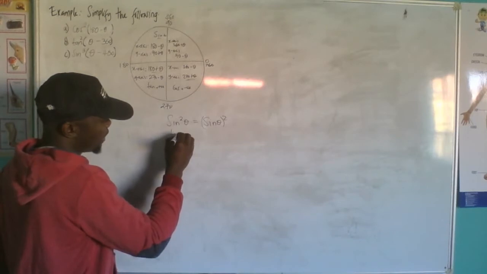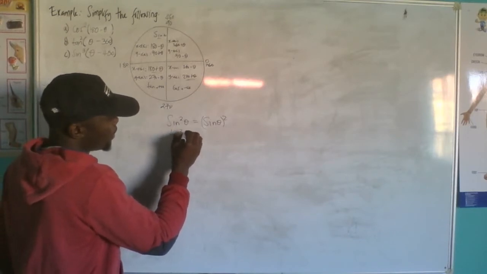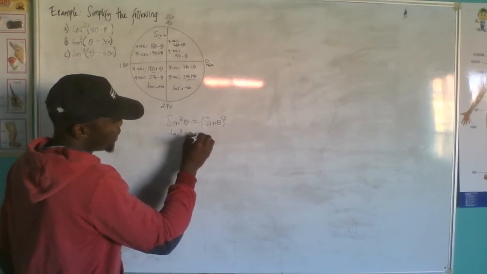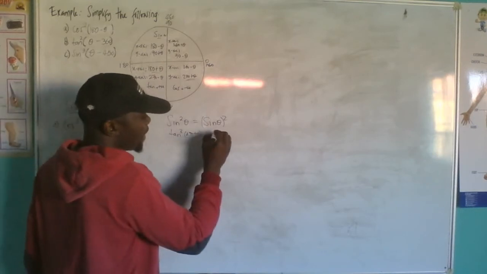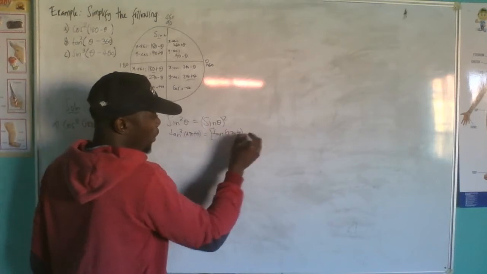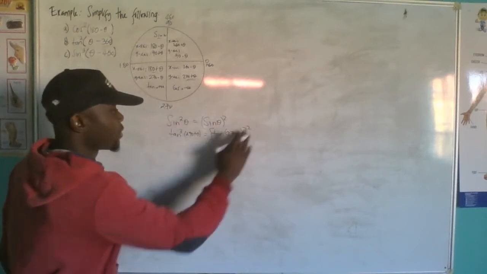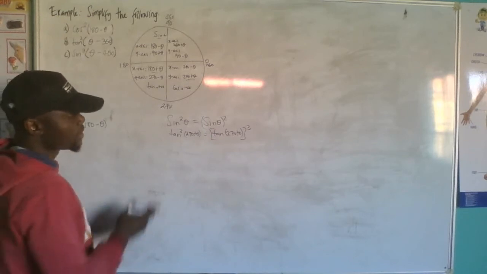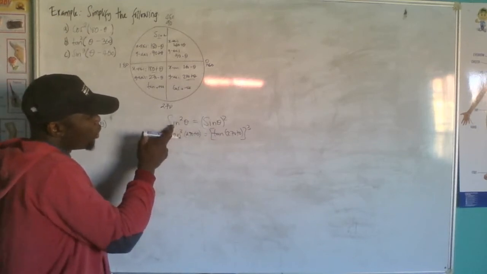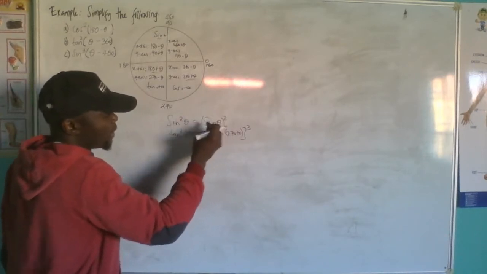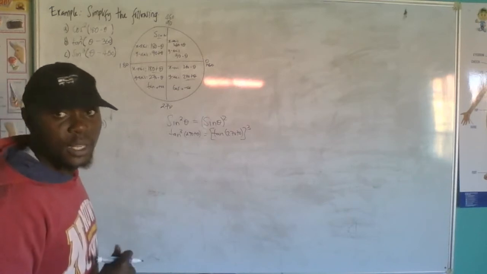Even when I have tan, for example, to the power of 3 of 270 plus theta, this still is equal to tan 270 plus theta all in brackets to the power of 3. Something like this. So notice the square that is given on the trig ratio is the square that will take the whole expression to that exponent.